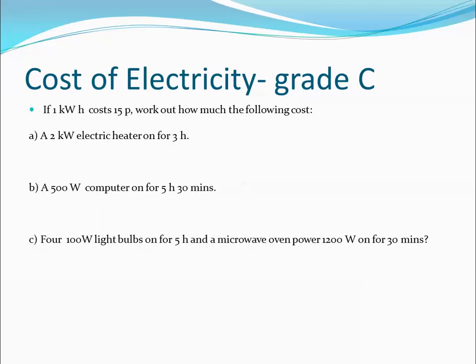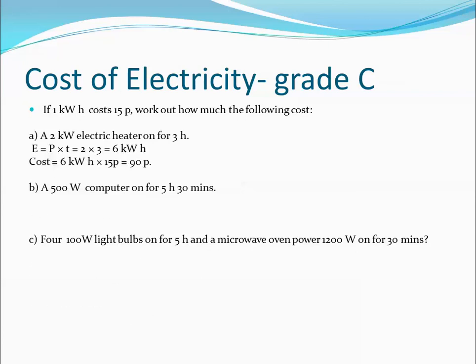Cost of electricity. Okay, so we'll just run through this. We've done work like this in the lesson, so this is just a sort of review. 1 kilowatt hour costs 15 pence. Work out how much the following cost. So 2 kilowatt heater on for 3 hours. I'll go through this one with you and then we'll pause it later.